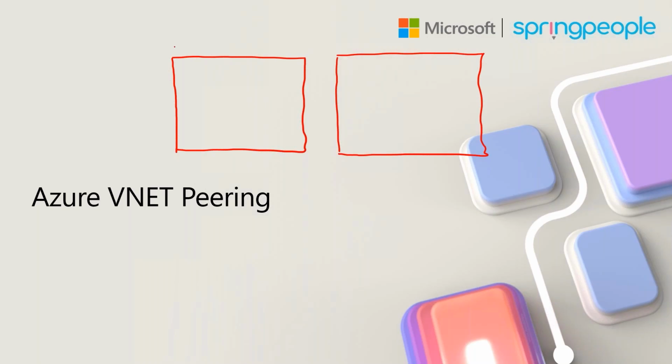We are going to create one VNet and give it a CIDR of 10.0.0.0/16, and we are going to create VNet 2 and give it a CIDR of 10.0.0.0/16. Can we peer them? The answer is no, we cannot peer them. Two VNets cannot be peered if they have the same CIDR.